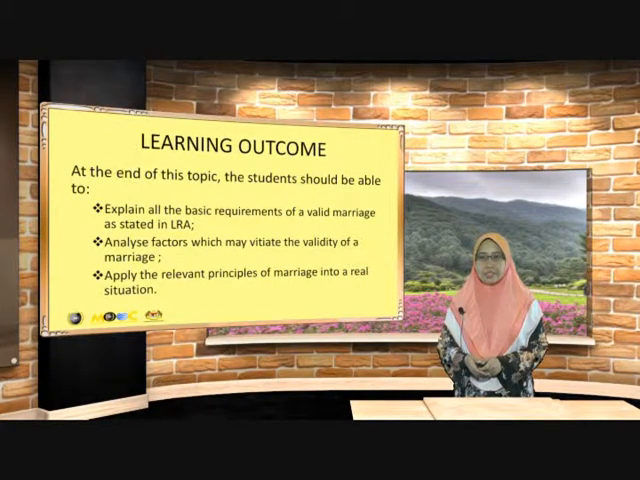At the end of this topic, the students should be able to: first, explain all the basic requirements of a valid marriage as stated in the Law Reform Marriage and Divorce Act 1976; number 2, analyze factors which may vitiate the validity of a marriage; and number 3, apply the relevant principles of marriage to a real situation.